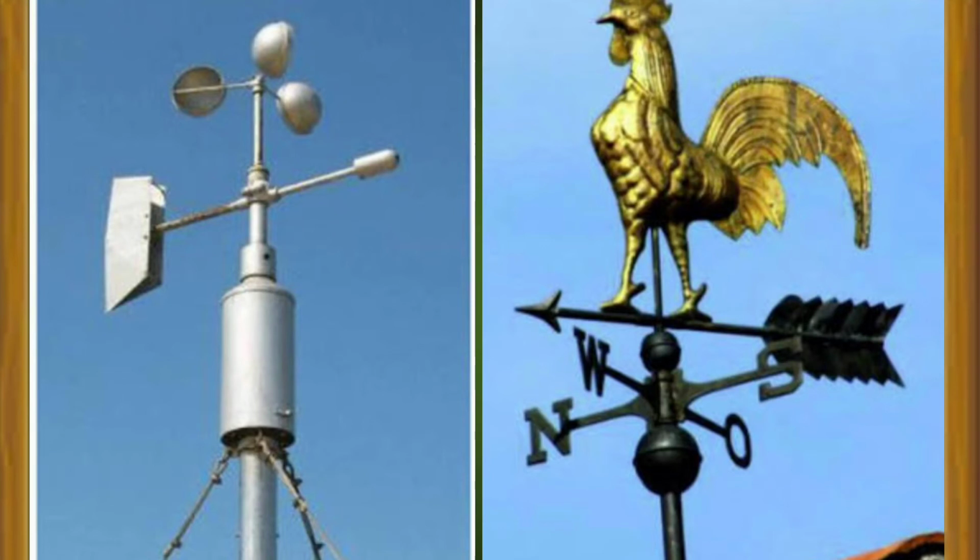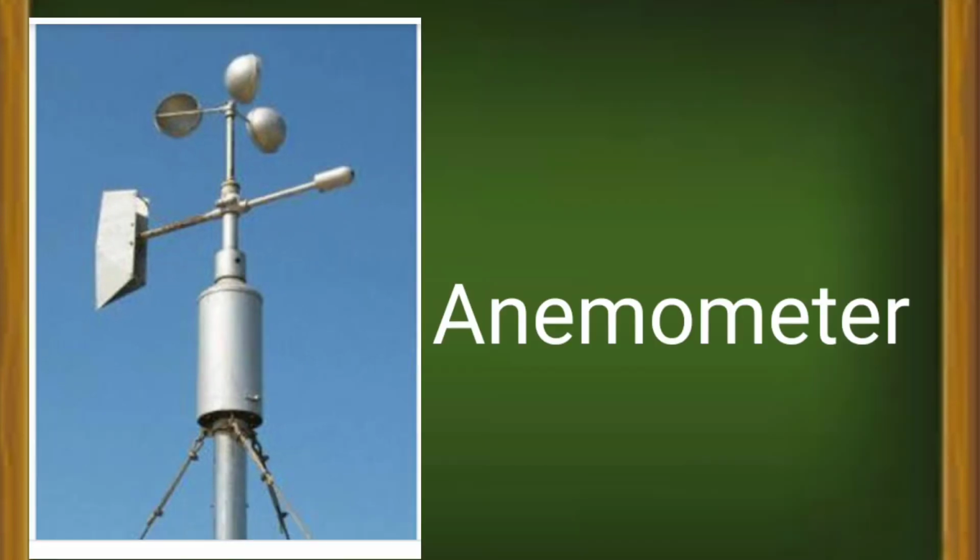The next instruments are the anemometer and wind vane. Direction and speed are the two characteristics of the wind. The speed of the wind is measured with the help of the anemometer. Its 3 or 4 arms have cups attached to them. These arms are connected to a rod which is further connected with the dial. The dial keeps the record of the rotation of these cups in a given period of time.